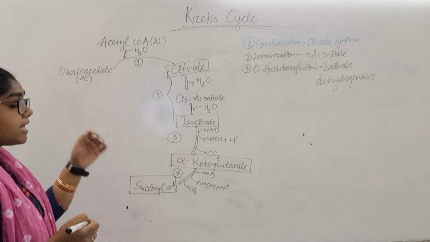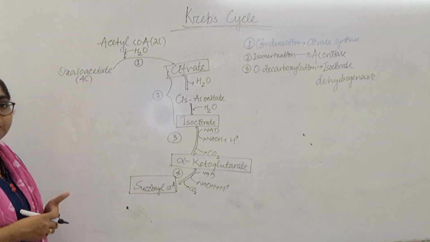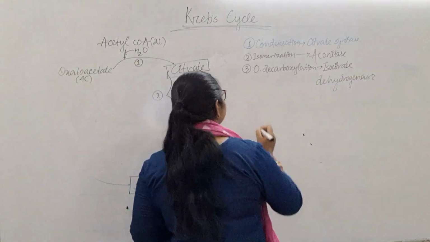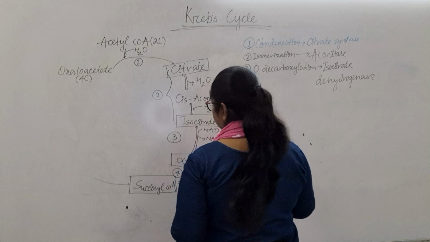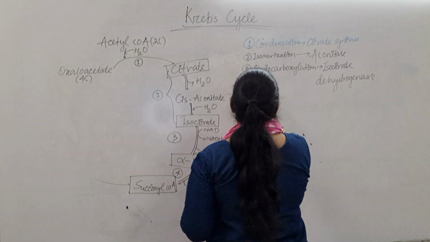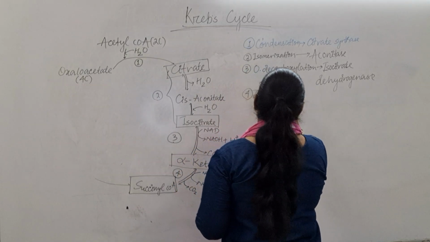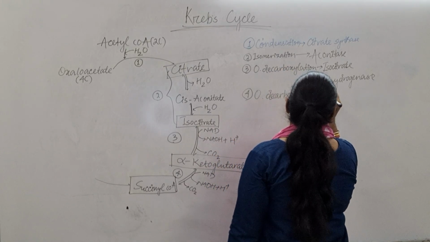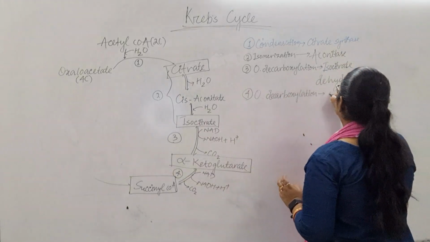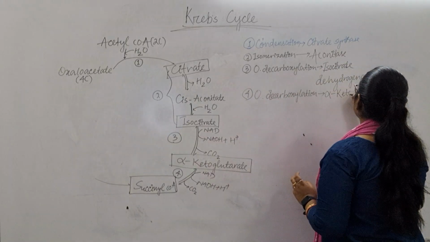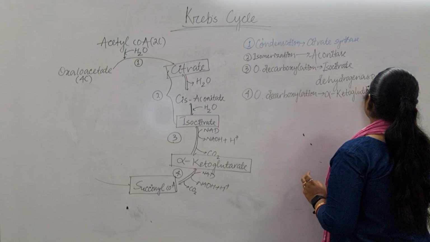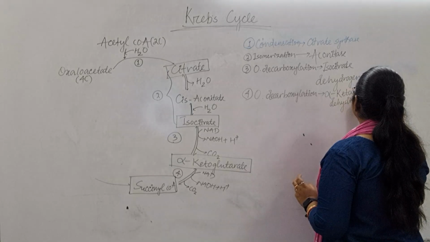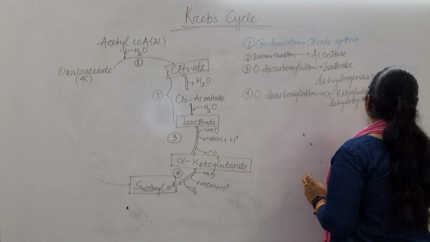Now, this succinyl coenzyme A has a thioester bond. The fourth step is the oxidative decarboxylation, and the enzyme responsible for this reaction is alpha-ketoglutarate dehydrogenase. It removes the carbon dioxide group and reduces NAD to NADH.